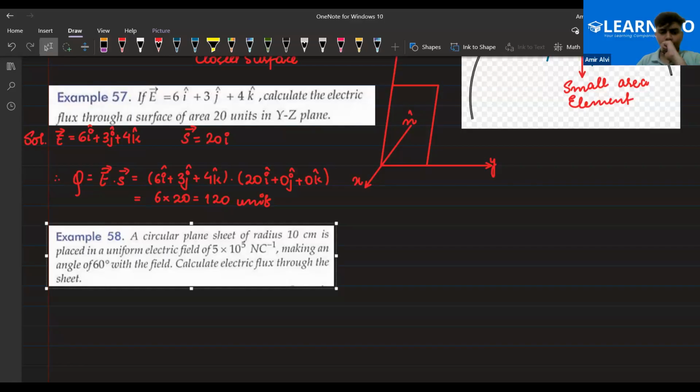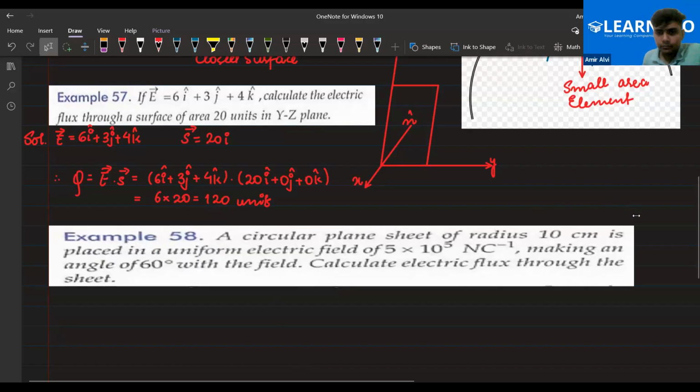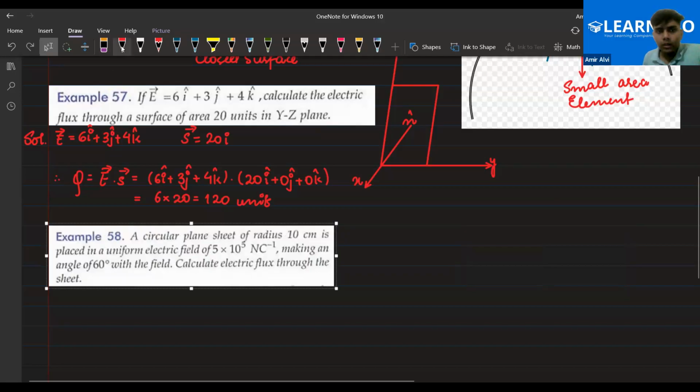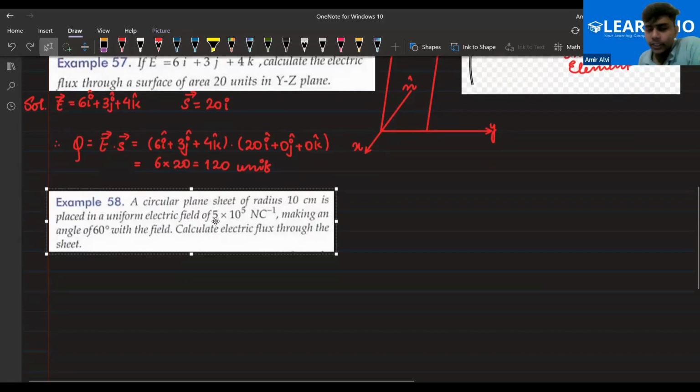Any answer, Abhyas? So can you explain this question? How it should be. Correct. Basically, the question is saying that a circular plane sheet is there. So the plane sheet is already mentioned. That means the sheet would be like this. A small portion is taken over there. Okay. So a circular plane sheet of radius 10 centimeter is there in a uniform electric field of 5 into 10 to the power 5 newton per coulomb, making an angle with the field. Calculate the electric flux through the sheet.